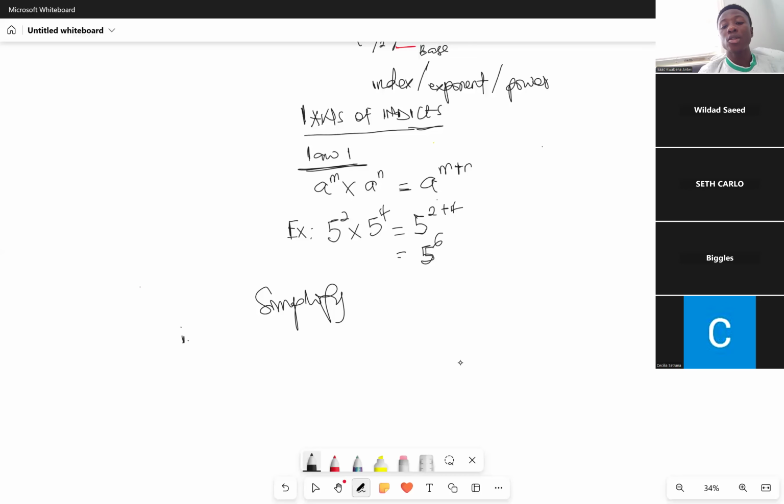Yeah, so 5 index 2 plus 4 is 5 index 6. When you add 2 to 4, it's 6. So there are some illustrative examples. I will do one and you do the rest. Now, the first one, you have to simplify 2 index 3 times 2 index 2. The next one, you have to simplify 5 index 1 times 5 index 2. The next one, you have to simplify x index 2 times x index 3.